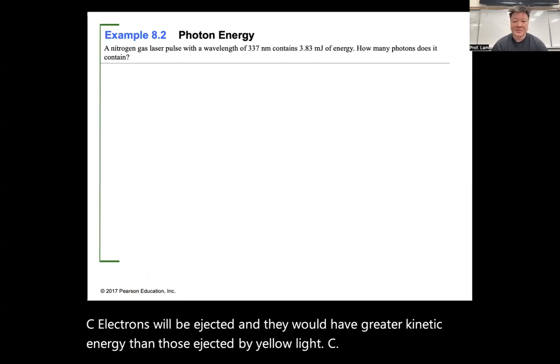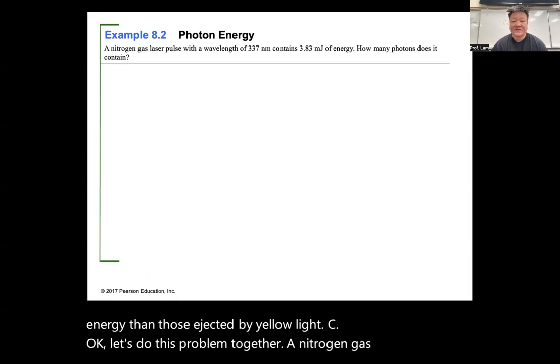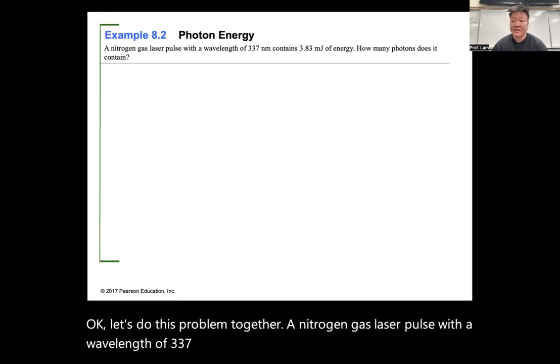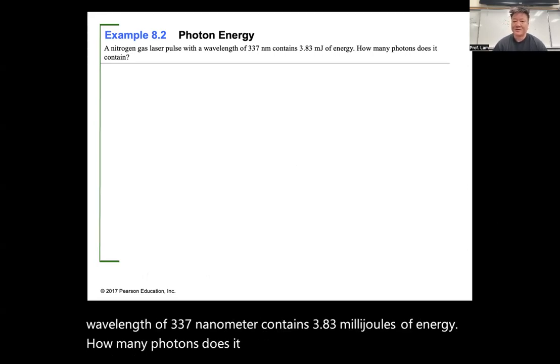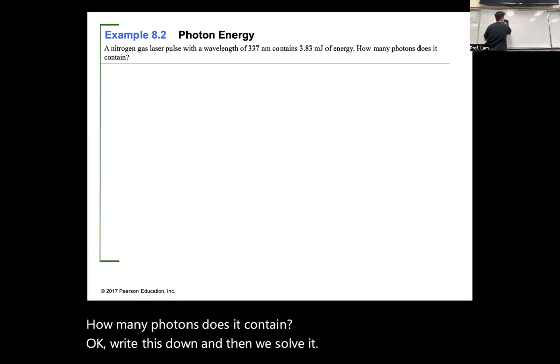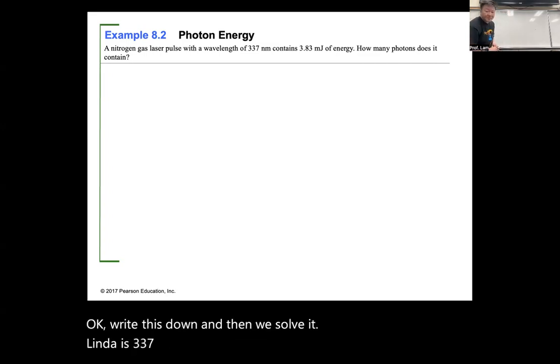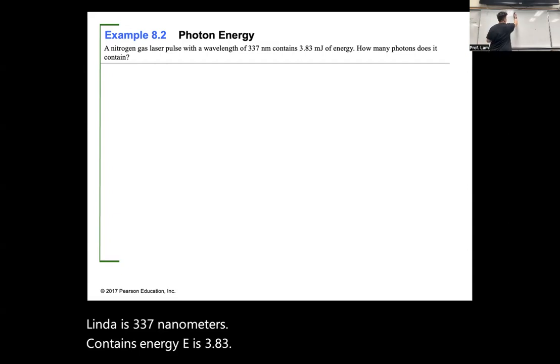Okay, let's do this problem together. A nitrogen gas laser pulse with a wavelength of 337 nanometers contains 3.83 millijoules of energy. How many photons does it contain? Write this down, and then we solve it. Lambda is 337 nanometers. It contains energy E of 3.83 millijoules. And it's asking for how many photons.